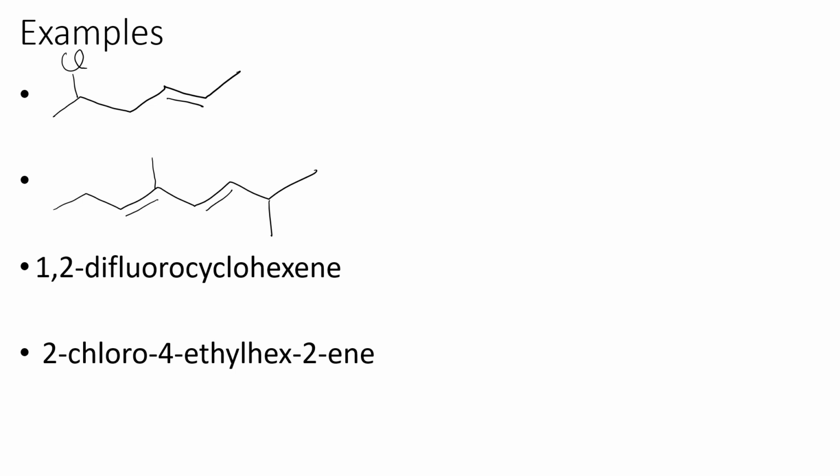So again, let's look at some examples. I would recommend pausing the screen, trying to work through these 4 examples, so 2 names and 2 drawings of structures, before you go and actually look at the answers. So our first one here would be named 5-chlorohexene. Remember, the multiple bond takes precedence to get the lower number compared to the substituent. So this would be 5-chlorohexene.